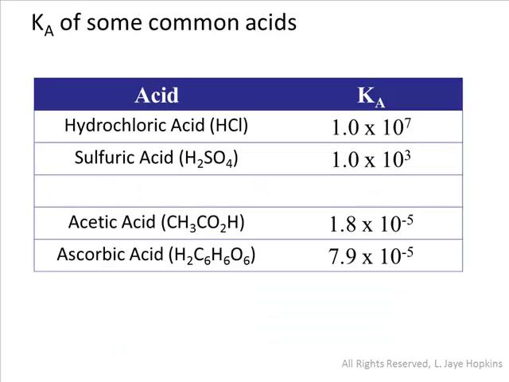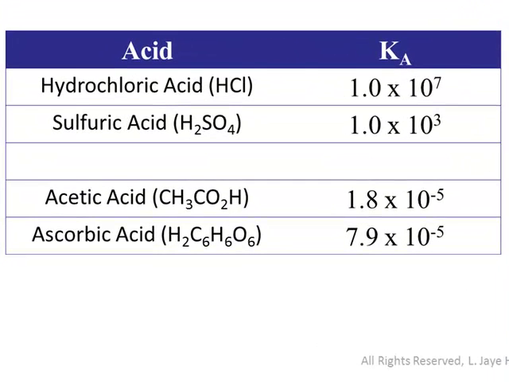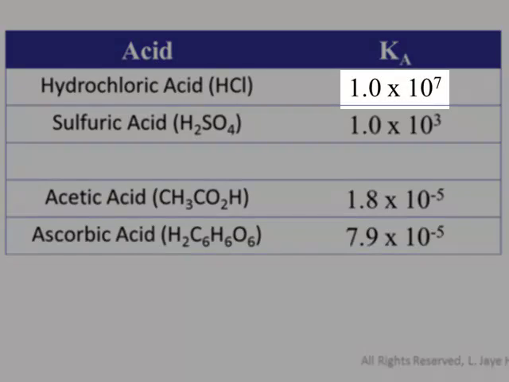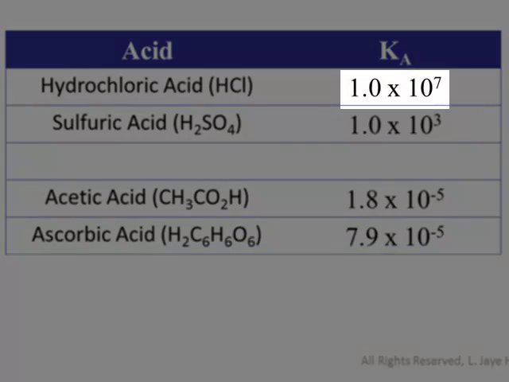Let's look at the Ka's of some common acids to illustrate this point. We already mentioned hydrochloric acid, which most people have heard of. Hydrochloric acid is a strong acid because it dissociates almost completely into hydrogen ions and chloride ions. Consequently, its Ka value, or acid dissociation constant, is a very large number, about 1 times 10 to the 7th.